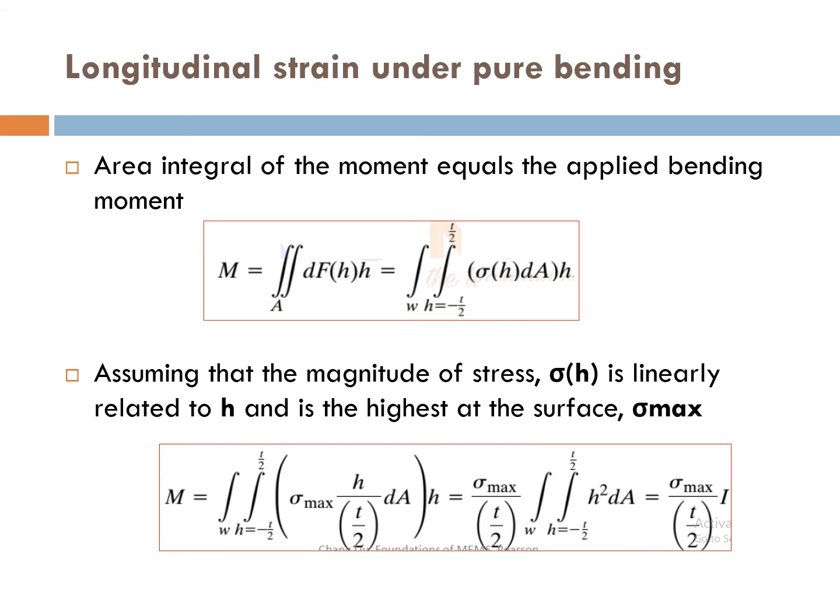When replacing this in the place of sigma h, we get the applied bending moment is equal to double integral of sigma max into h by t by 2 dA into h. Sigma max and t are constants, hence they are taken outside the integral, and the integral portion is denoted by the term I. The term I is called the moment of inertia associated with a particular cross section.